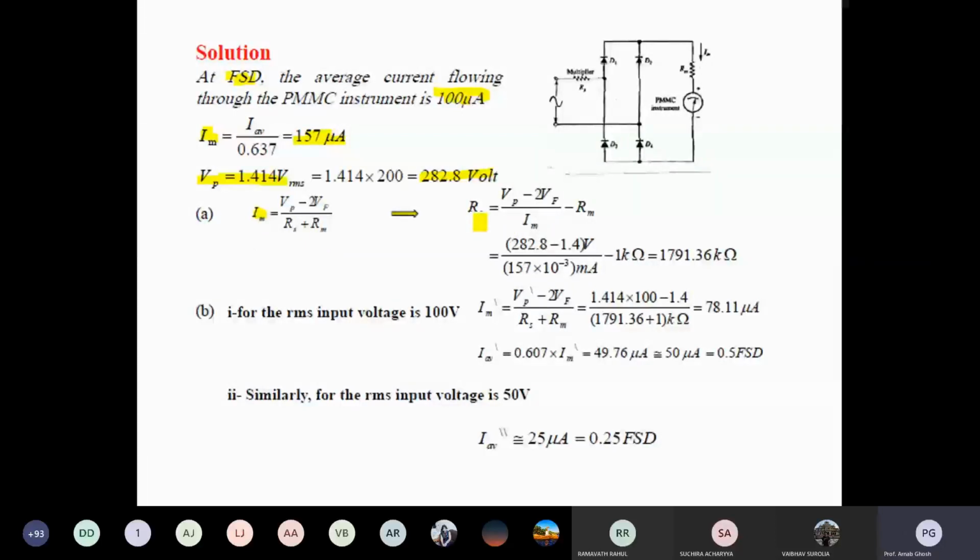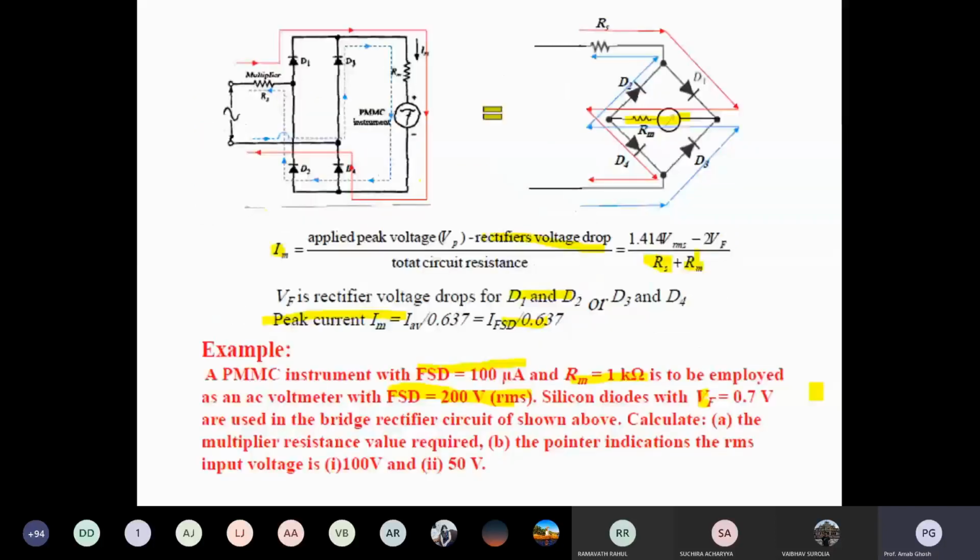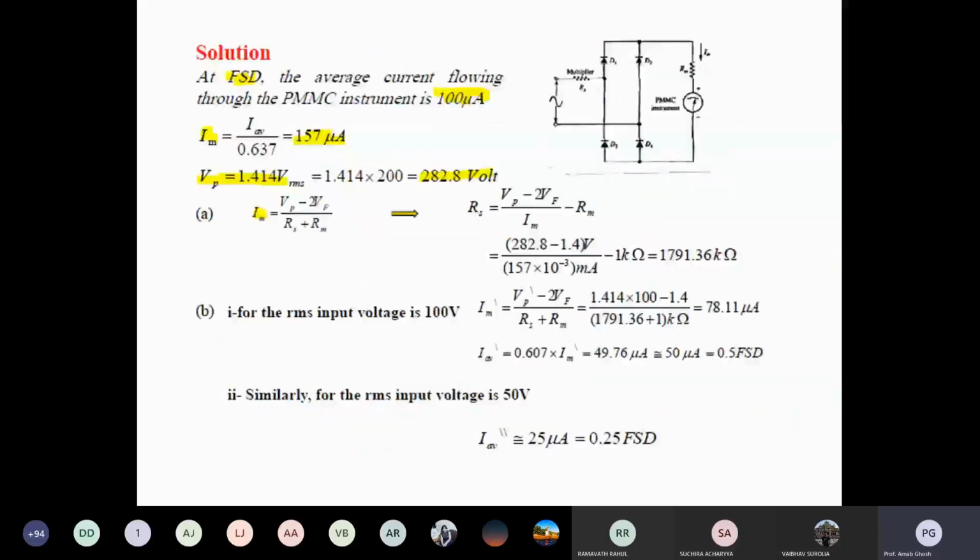What is the process for calculating the value of IM? The simple process: you can replace the value of IM by this formula, 157 microampere. You can directly replace that value. Now you need to find out the value of RS. I think the RM value is given; RM is 1 kilo ohm. So from this formula, IM into (RS plus RM), you can find out the value of RS.